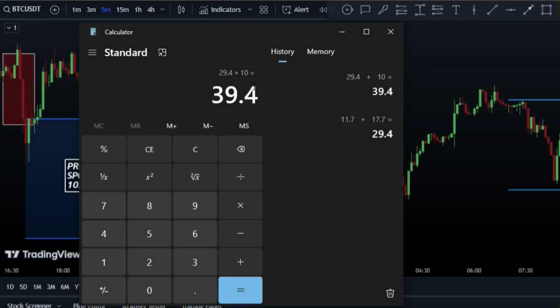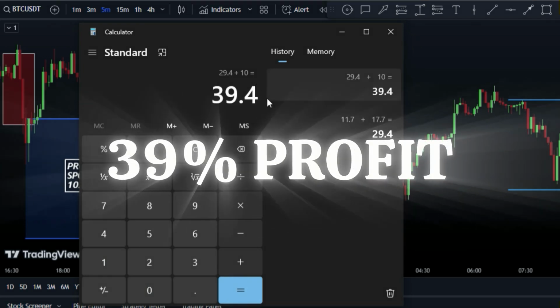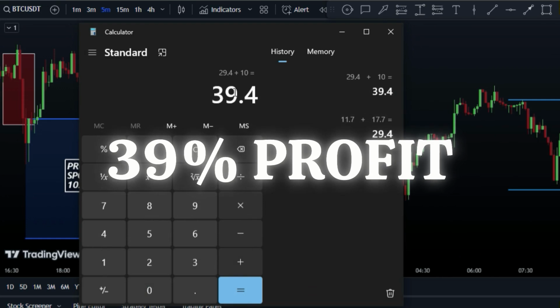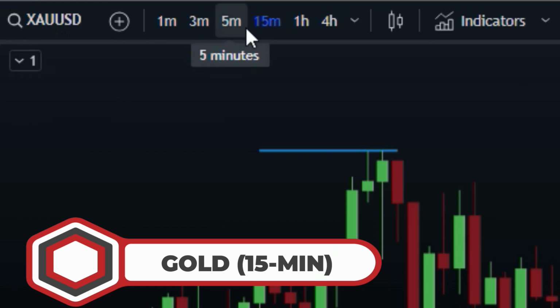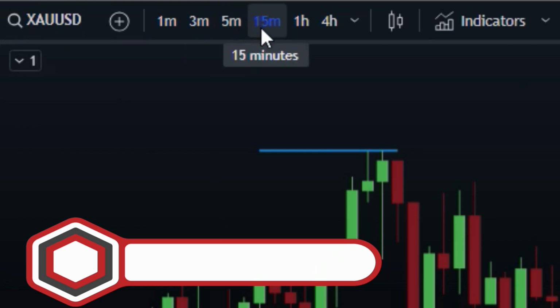With just a handful of trades, we managed to score a 39% profit. Now, let's check out how this strategy works on the gold chart using a 15-minute time frame.